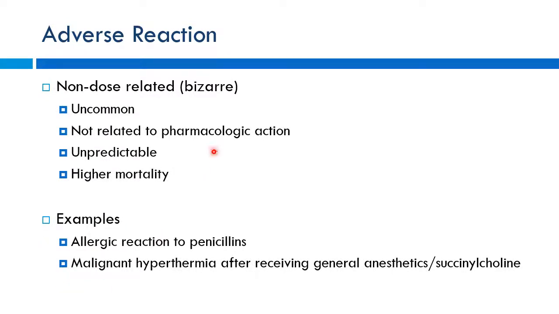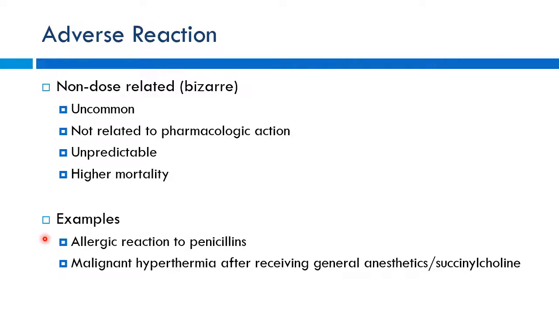You have non-dose related. These tend to be kind of, we call these bizarre because they're kind of non-predictable. They tend to be not really related to pharmacologic action. These can have higher mortality, as you'll see. So for instance, you can consider things like allergic reactions, maybe to penicillins. Again, can you predict accurately who is going to have a reaction? Not really, right? You have no idea who's going to, unless you did testing prior to, which we don't do normally.